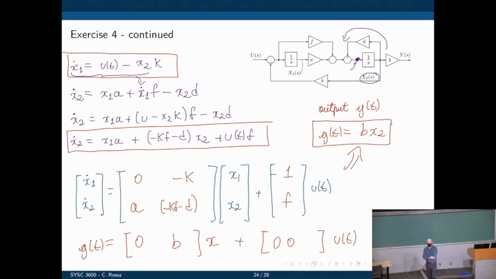And this is the inverse process, from the model to the state equations. Where is the key here? The key is to find where the state variables are. We know that they are right after the integrators, because we started from a first order differential equation. We had to integrate to get the solution. That's where we can find them.